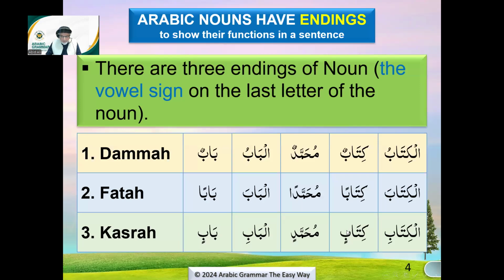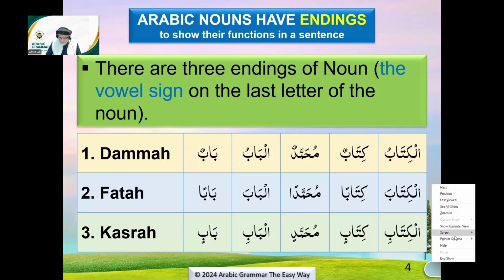For example, if you look at the information in this chart, this is Al-Kitabu, and this is Al-Kitaba, and this is Al-Kitabi. So we learned so far that if a noun is singular, then we look at the last letter: a Dhamma is Rafa, Fatha is Nasab, and Kasra is Jar.